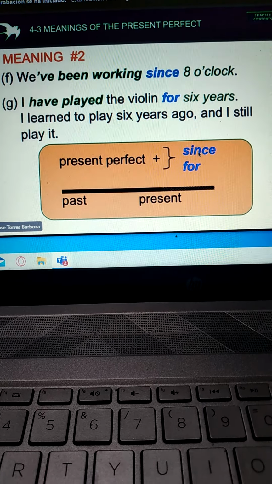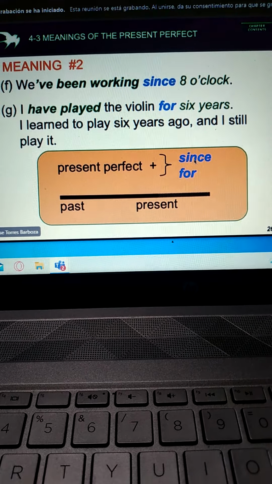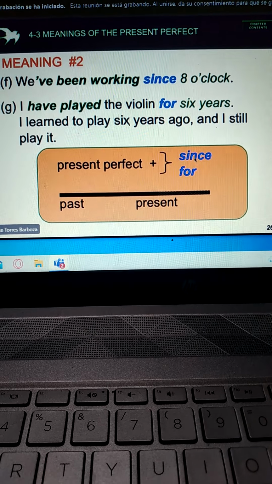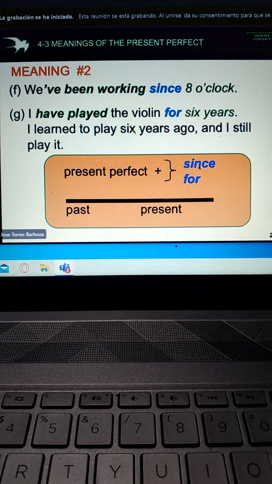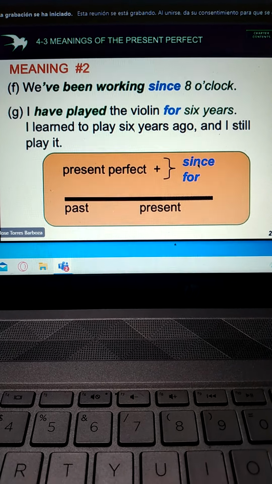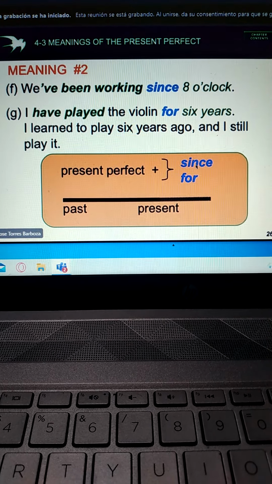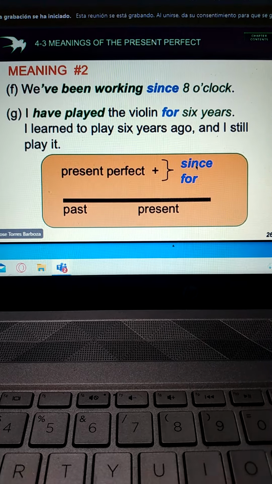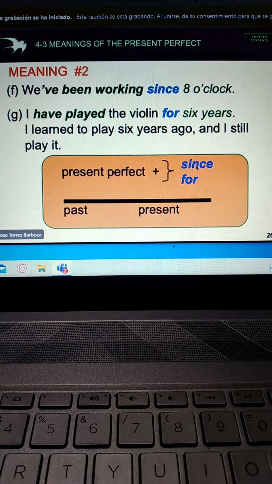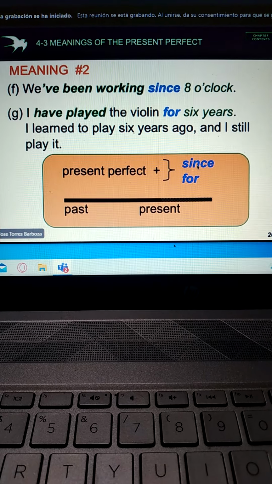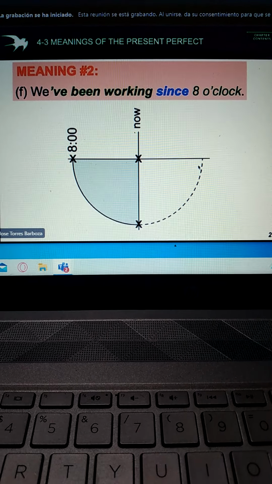Since and for. What do since and for mean? Since is for a specific time: since 8 o'clock, since 1992, since yesterday, since last month. And for is for a length of time: for 6 years, for 10 years, for 2 hours. That's not very specific. Since is more specific. But again, we're going to study the use of since and for later. I just want you to understand this.